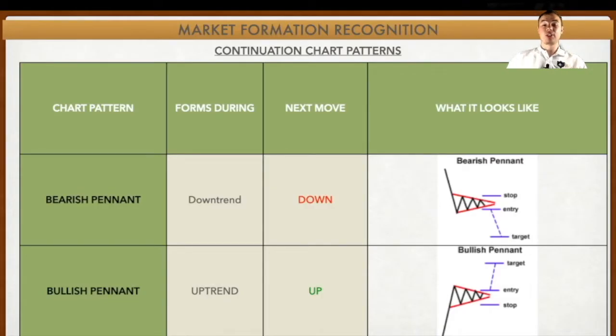And then the last two continuation chart patterns are your bearish pennant and your bullish pennant. Now this is similar to your rising wedge and your falling wedge, so I'm not going to do the examples like I did. It's practically the same thing. Your bearish pennant makes a lower low, a lower high, then a higher low, then a lower high, higher low, lower high, higher low. With your bullish pennant, it makes a higher high, higher low, lower high, higher low, lower high, higher low, and then it should break above.